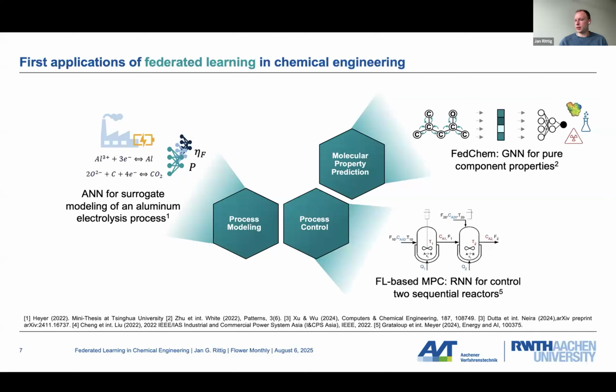And then federated learning has also been applied in the process control context. So in this example, a model predictive control, where recurrent neural networks have been used for the control of two sequential reactors without exchanging information between the two reactors. So in this private setup, federated learning has been used. So these are the applications where federated learning has already been applied.